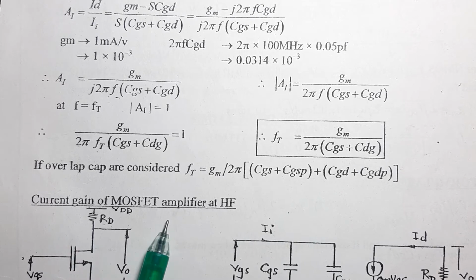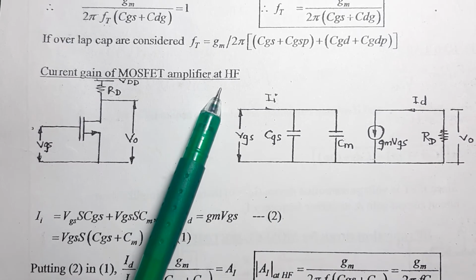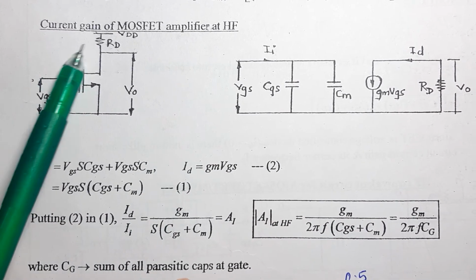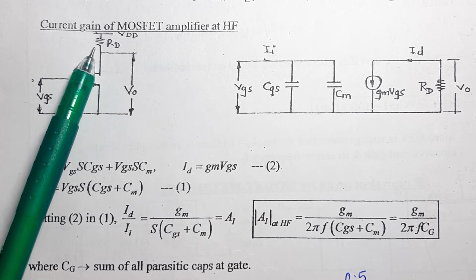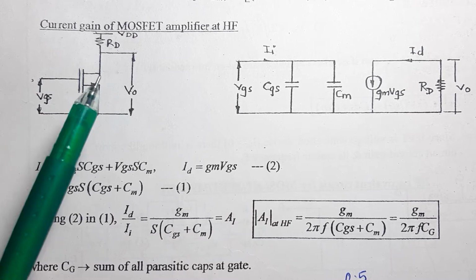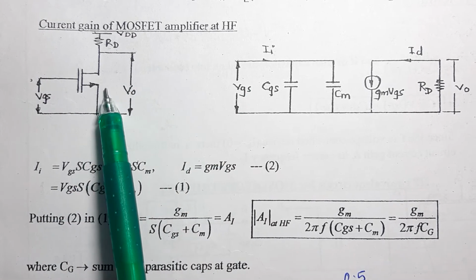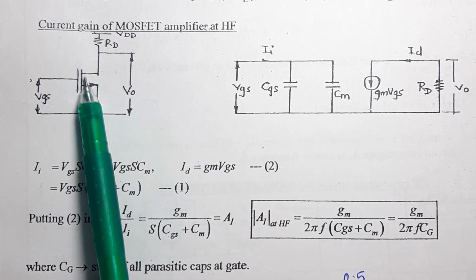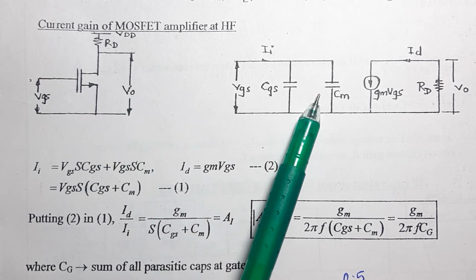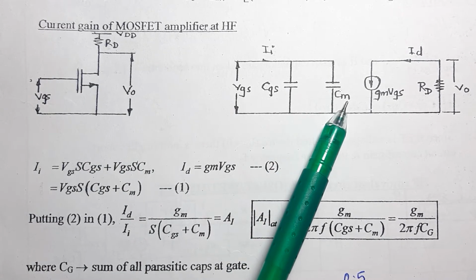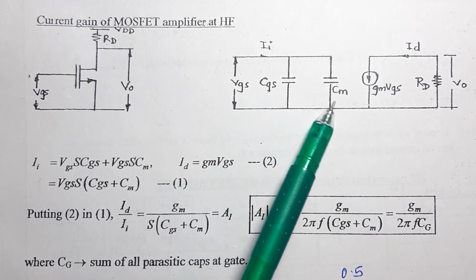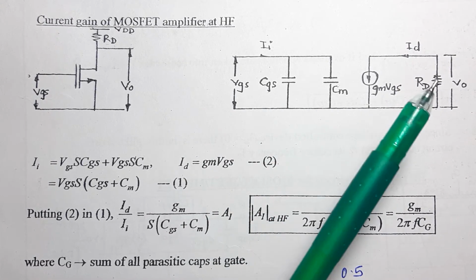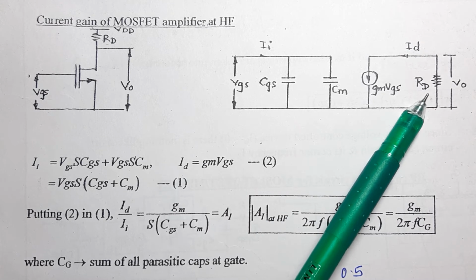Now the current gain of the MOSFET amplifier at HF. This is a simple diagram of your MOSFET circuit where Rd plays the role of an output resistance. Your input is Vgs, output is Vo. So the JFET over here is being replaced by the model over here, where Cgs and Cm are being included. Cm stands for Miller capacitance. Similarly over here a final output resistance Rd is being taken into consideration.